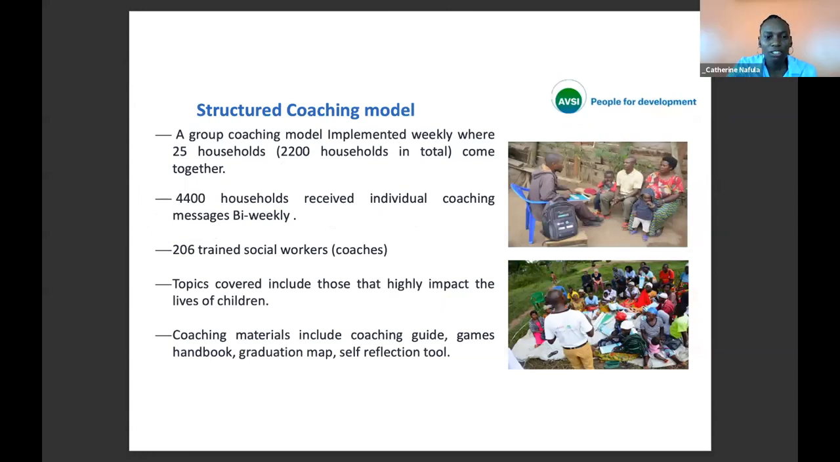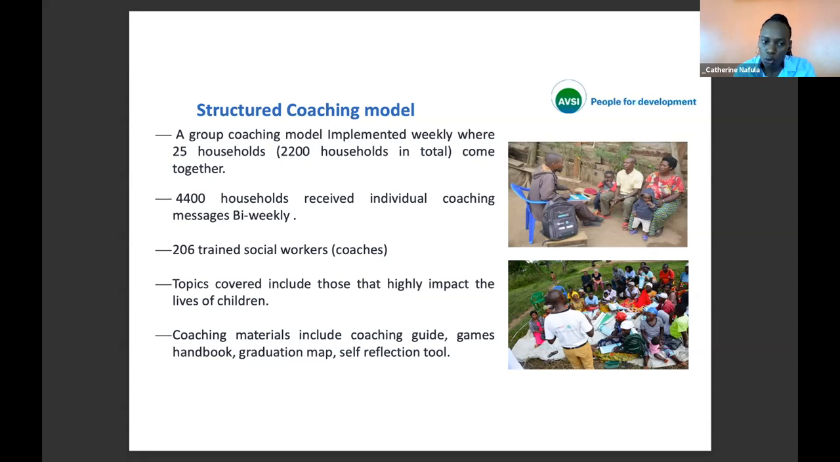Thank you very much, Innocent. This has already been talked about by Innocent, the group coaching model. Just as he said, it's implemented weekly where the 25 households come together. And when you see the picture at the bottom, that is how the group setting looks. 4,400 households received individual coaching messages bi-weekly. The top picture that you see is an individual coach having a session with a household.